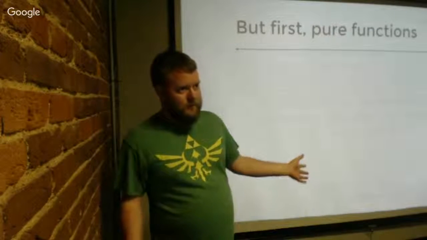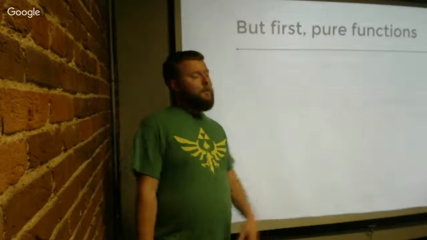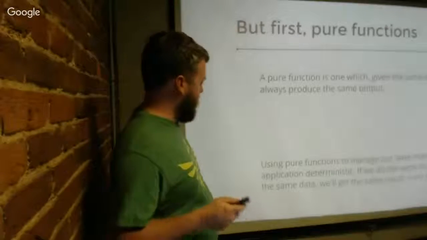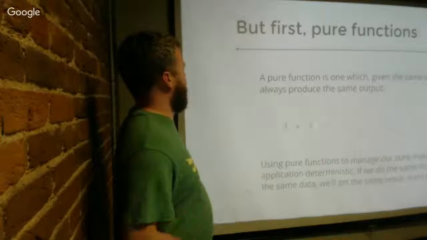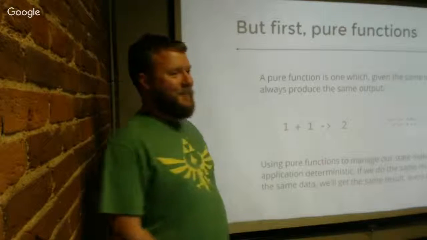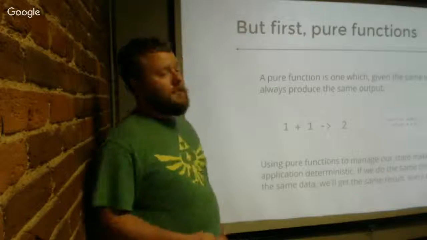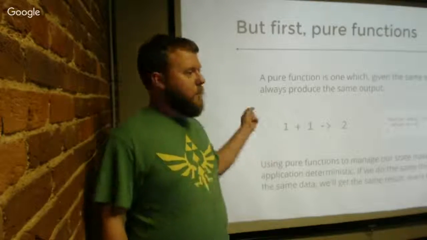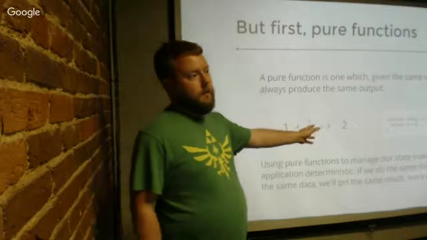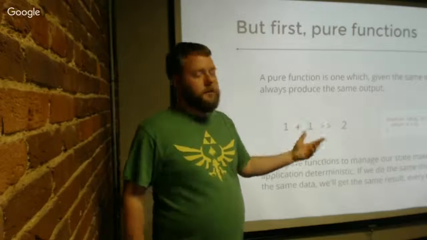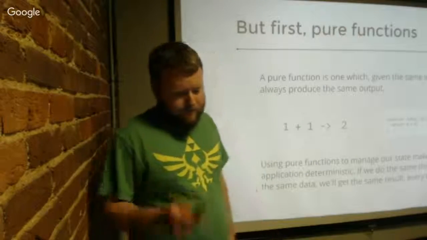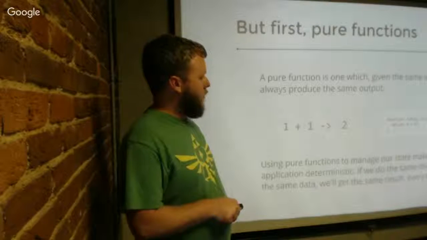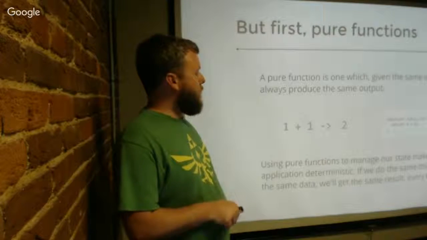But first, before we go into Redux, we have to talk about pure functions because they're going to be really important. A pure function is a function that, if you give it the same input, will give you the same output every single time. So for example, 1 + 1 is always going to give you 2, unless it's a 3-year-old who doesn't know math. Similarly, if you pass 1 and 1 here, it's always going to give you 2. This is a pure function.